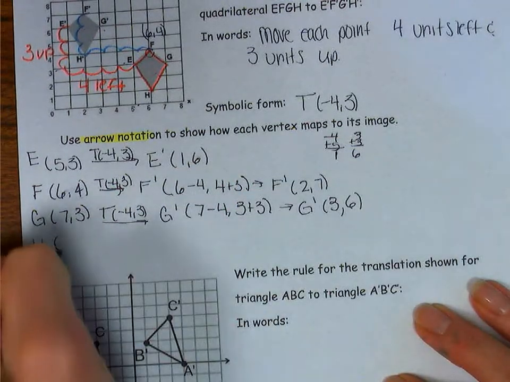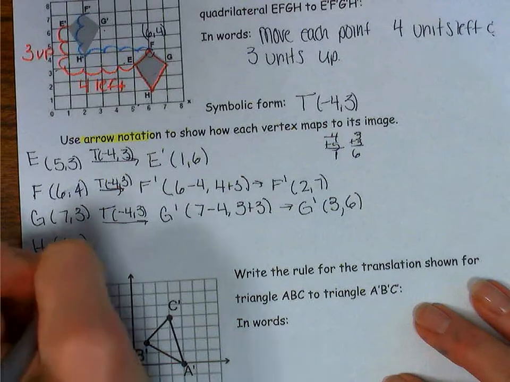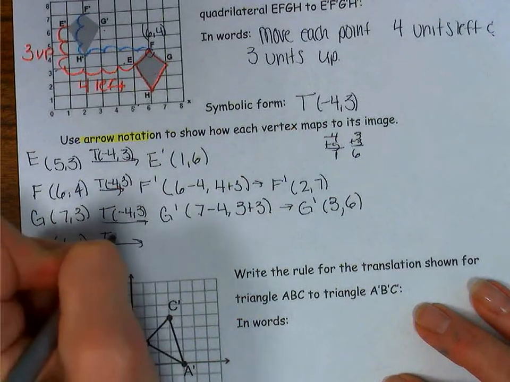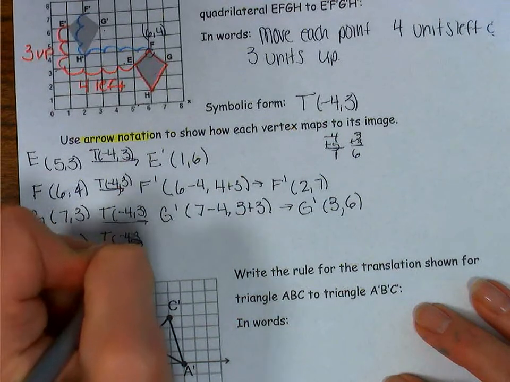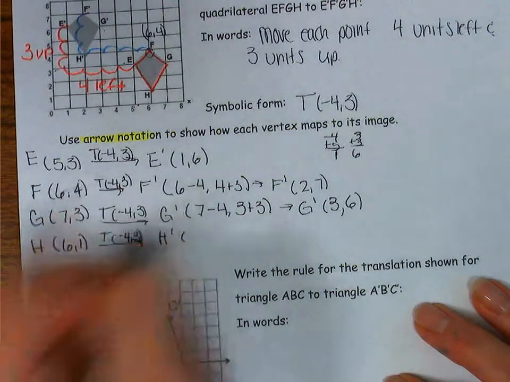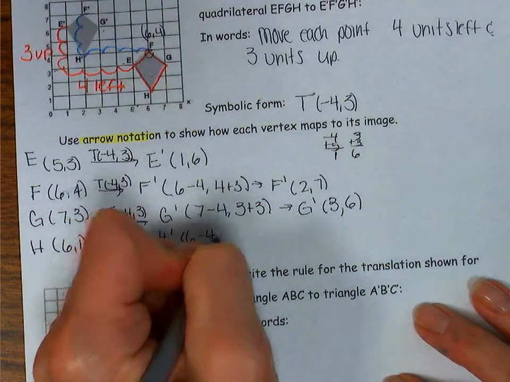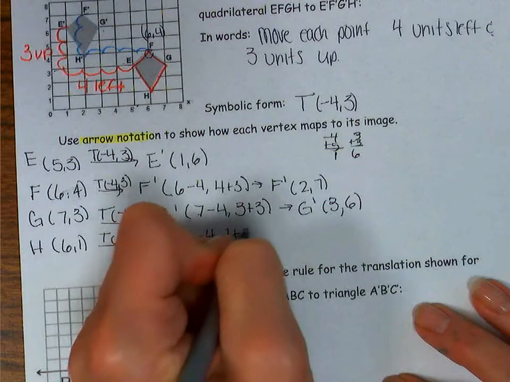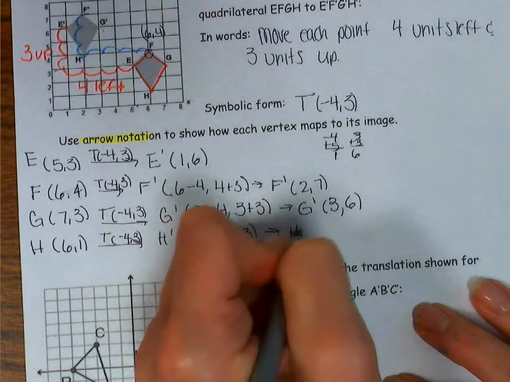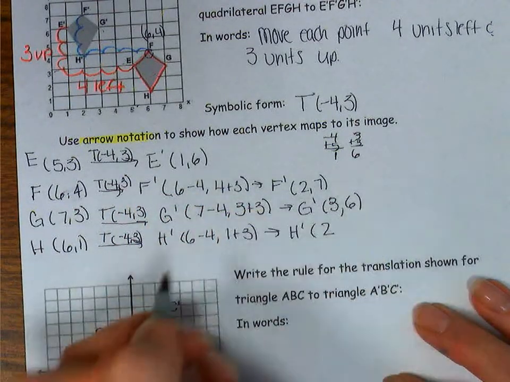And then we finally have H, and H is 6, 1. I'm applying that same translation rule, -4, 3. H prime is going to be 6 minus 4 and 1 plus 3, so H prime is going to be 2, 4.